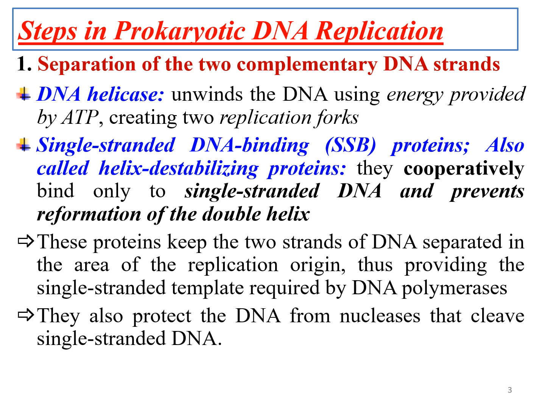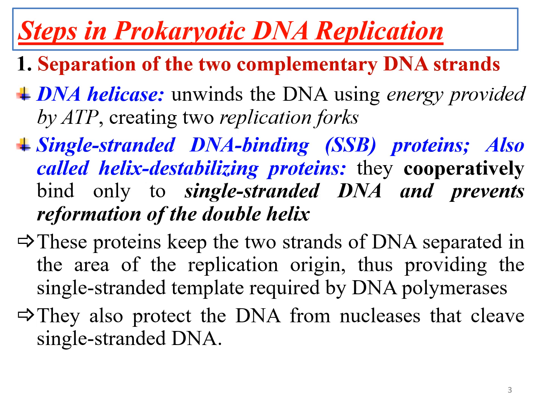So the first step of DNA replication in prokaryotes is the separation of the two complementary DNA strands into single-stranded DNA, which can be used as a template for DNA replication. To separate the two complementary DNA strands, we have to use different enzymes and proteins. The first one is the DNA helicase, which unwinds the DNA double strand using energy provided by ATP, creating the two replication forks.